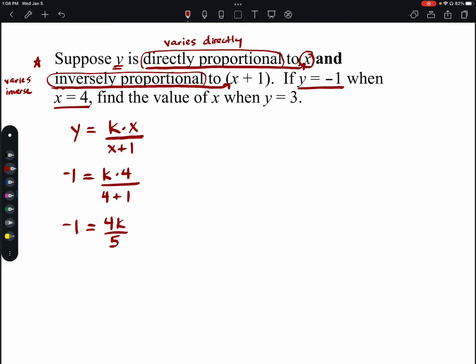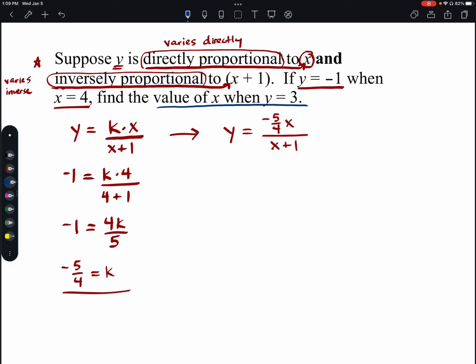Multiply both sides by 5/4. We should get -5/4 is equal to k. So there's our constant of variation. Let's plug that into our equation. So we have y is equal to -5/4 x over x plus 1. And then we'll take it here and we're going to find the value of x when y is 3. So we'll put 3 in here.